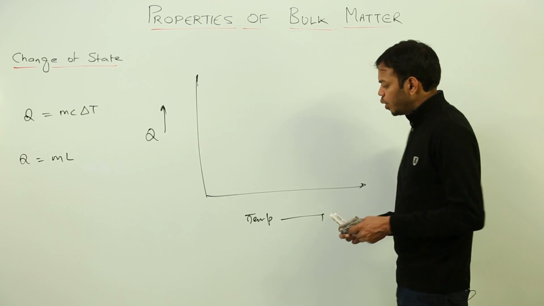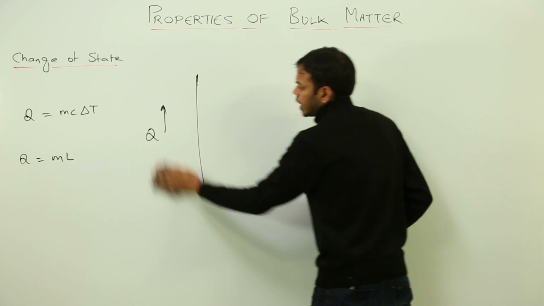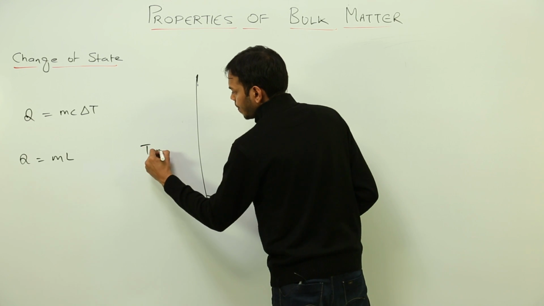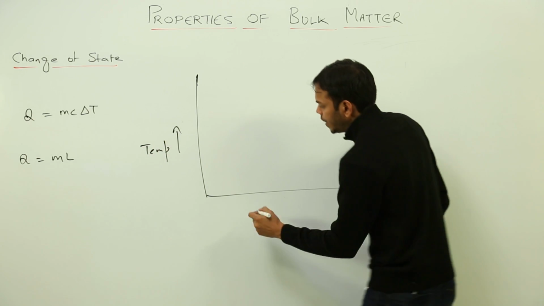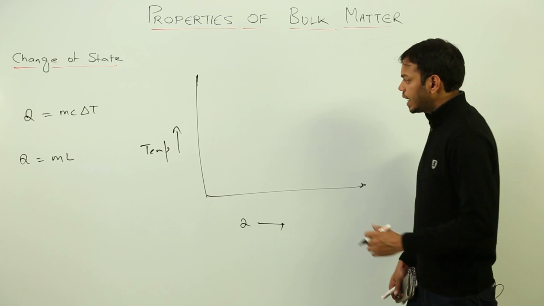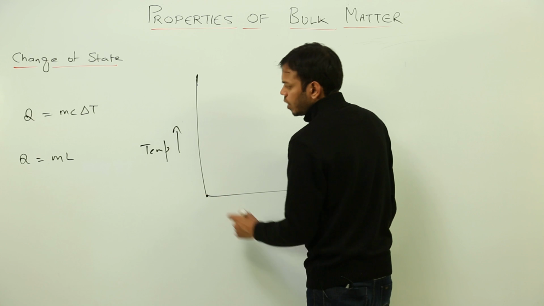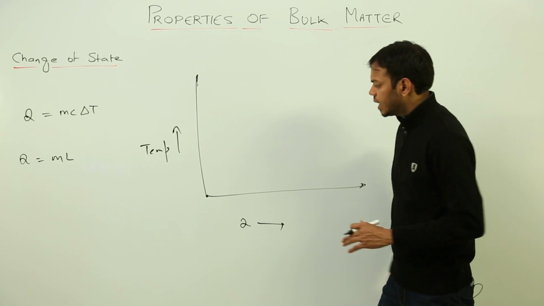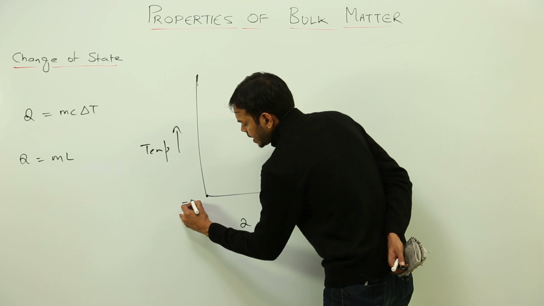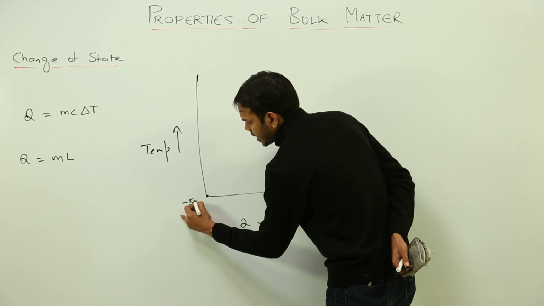Actually, according to your books, we usually follow this kind of notation. We take temperature here and we give heat along the x-axis. Now, right now I have ice of a particular mass, let's say 1 kg, 15 grams, anything. I have mentioned the temperature. The temperature here is minus, let's say, 50 degrees Celsius.